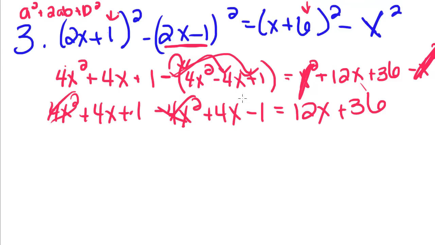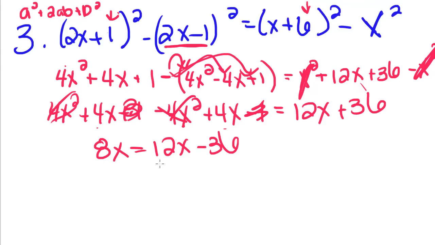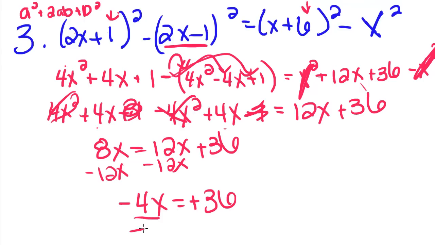A positive 1 and a negative 1 are going to cancel, and 4x plus 4x is 8x is equal to 12x minus 36. I'm going to subtract the 12x over, and 8 minus 12 is negative 4x is equal to positive 36. Divide by negative 4, I get x is equal to negative 9.